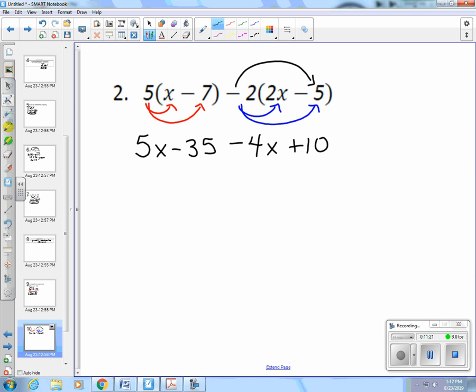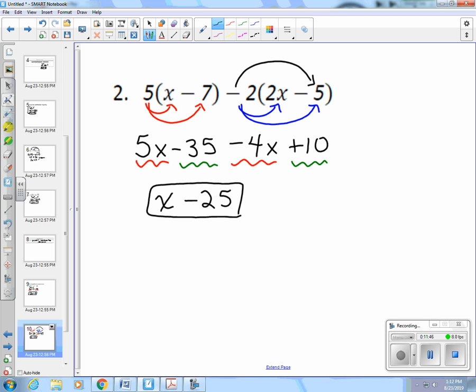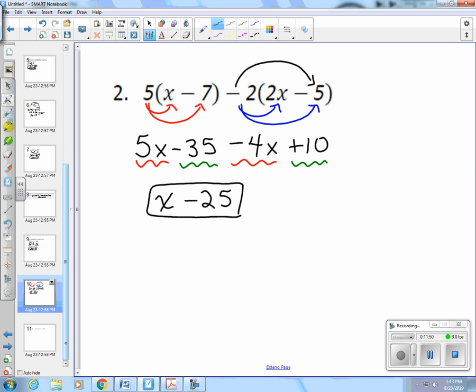Combine your like terms. We have 5x and negative 4x are like terms. So we can add those together and get positive 1x. And then we have the negative 35 and the positive 10 that are like terms. Those are constants. We add them together and we get minus 25. And that will be our expression for our answer. We had 2 distributions to do on that one. Be careful.